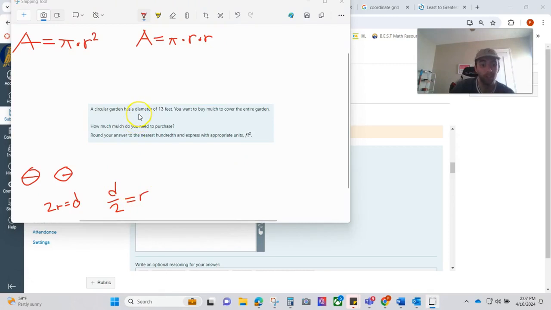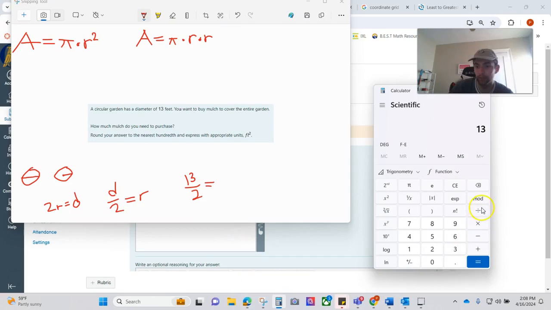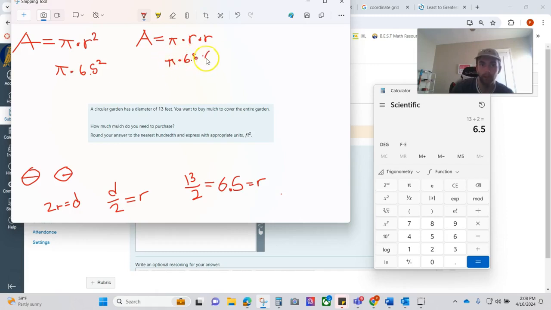For this question, since we know the diameter, and the diameter is 13, let's try cutting that in half, because we want to know the radius. We don't want to know the diameter. What is 13 divided by 2? Oh, 6.5. This is our radius. So now let's plug that radius into our area formula. Pi times 6.5 squared, or pi times 6.5 times 6.5.